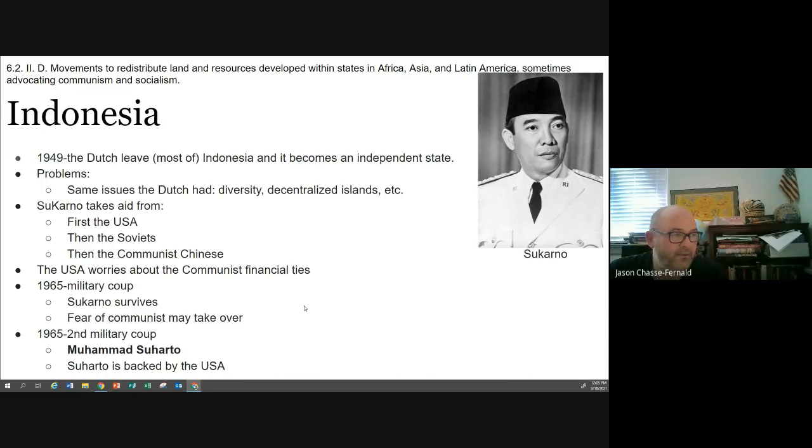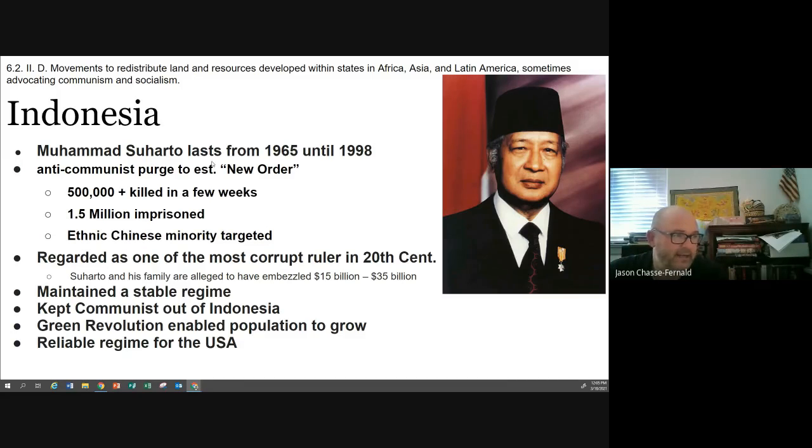Suharto is backed by the United States, and will be in power from 65 to 98. And we see a series of anti-communist purges that result in the establishment of a new order. Somewhere around 500,000 people are killed in the first couple weeks of 1965 of this new regime. Another 1.5 million are going to be imprisoned. And it's a major purging of the ethnic Chinese minority that live there.